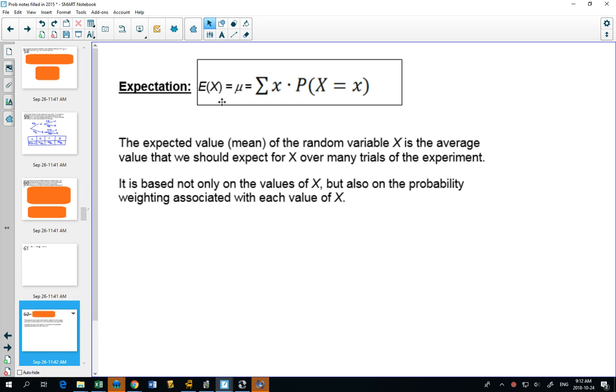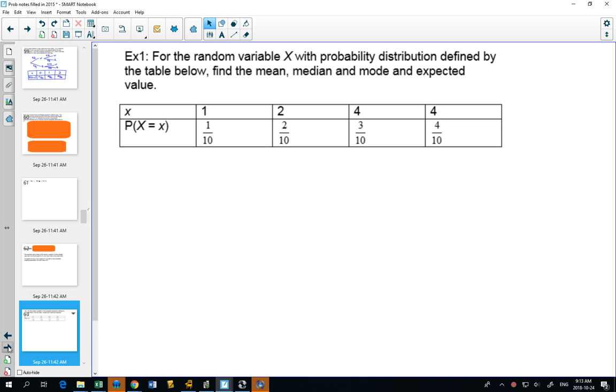And so you would use that expectation, meaning that if you had done the experiment more often, you could get an idea of what would happen. So the expected value is like the mean of a random variable, and it's the average value that you should expect if you did it over many, many trials. So it's not only based on the values, but also on the probability associated with each value. So let's see what that means.